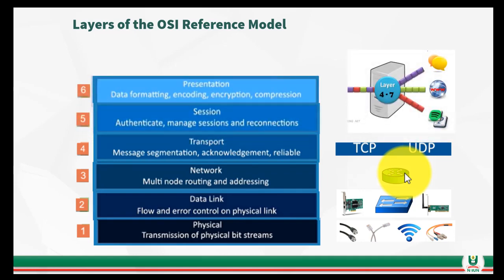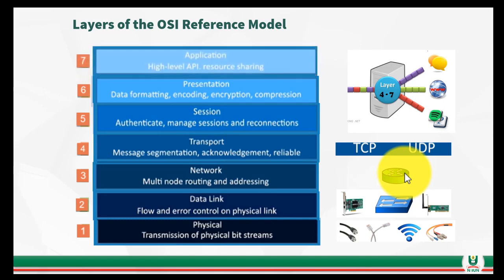The next layer is the presentation layer, which is layer 6. This layer handles data formatting, encoding, encryption, compression. While the last layer is layer 7, called the application layer. This is the highest level layer in the OSI model, and it usually deals with resource sharing, APIs, and such. So this is in general what the OSI reference model looks like, and the applications and the devices on each of the layers.